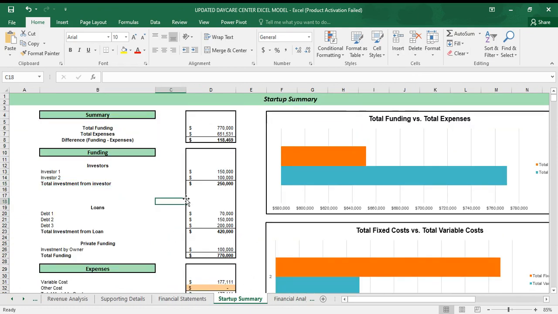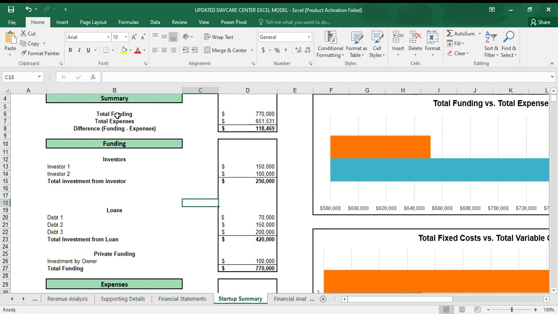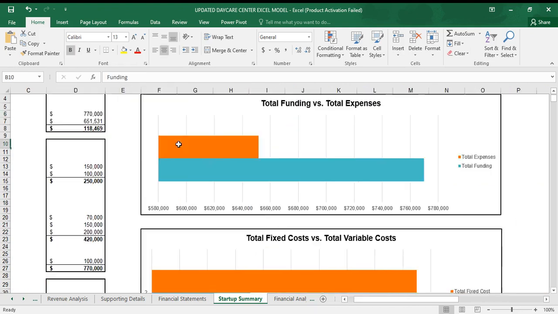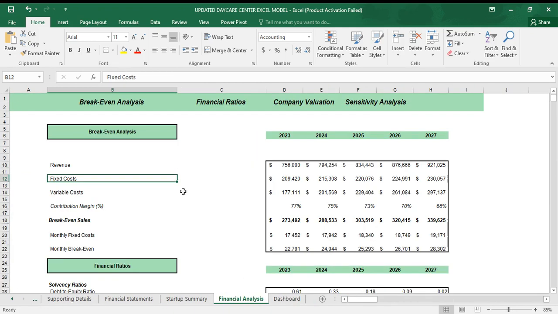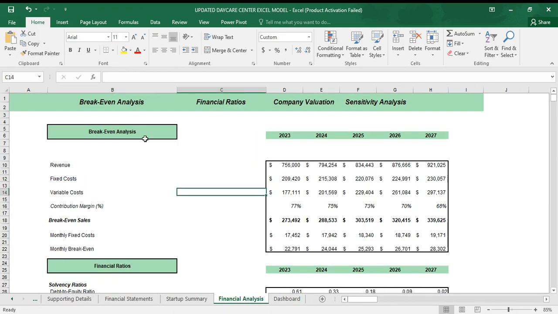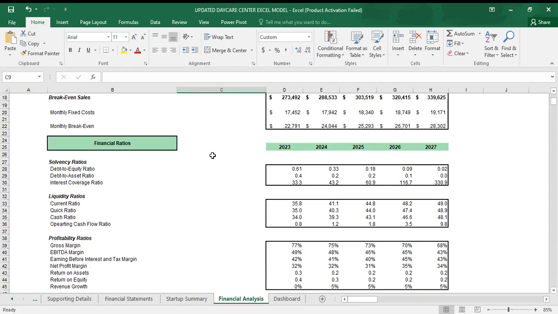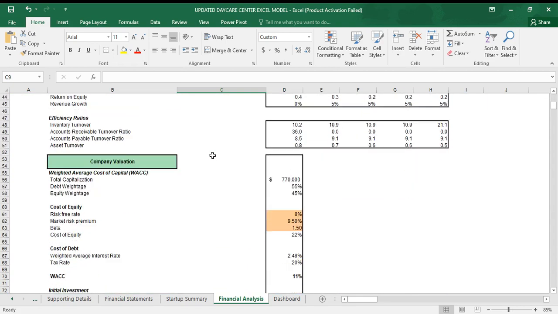In the startup summary, we have compared the expenses and the funding for the first year of the business. We have also included graphs for easy analysis. Then in the financial analysis, we have included the main analysis of the business, such as break-even analysis, financial ratio analysis, sensitivity analysis, and company valuation, where we have calculated the NPV, IRR, payback period of the company, as well as return on investment.